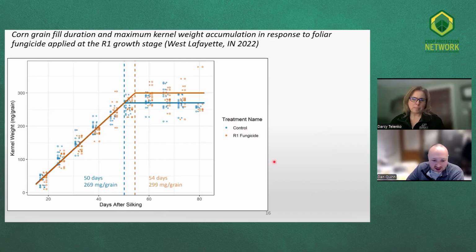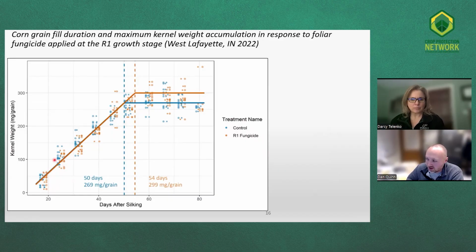Everything else in the plots and the treatments was treated the exact same way, whether it be fertility, hybrid, seeding rate, planting date, all of those aspects. So the only difference was whether we had fungicide or not. You can see we started sampling the grain on a weekly basis, and we sampled that grain until we started to see this plateau occur, or that maximum dry matter occurring. It's not so much that the plant has reached physiological maturity, but it's the point where we're just not seeing any more accumulation of dry weight in the kernels.